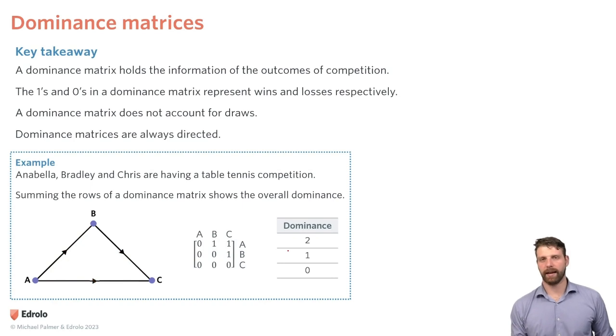So if we add up the numbers in each of these rows, we get a dominance score. In this case, 1-step dominance score. And so adding them, we get 2 for Annabella, 1 for Bradley, and Chris gets a 0. And so that will be their ranks. So in the ascending order of dominance score, we can see that Chris is the worst table tennis player, Bradley is the middle, and Annabella is the best.